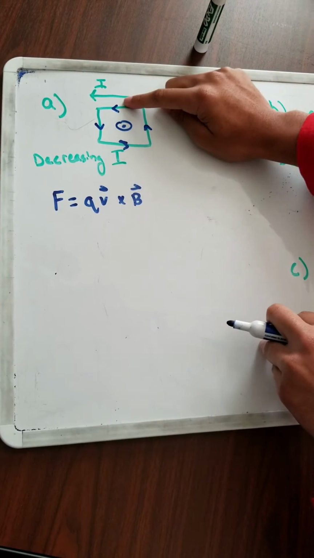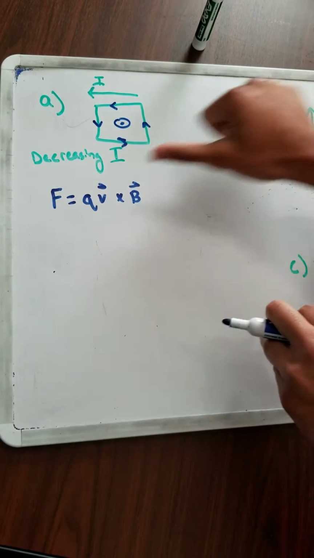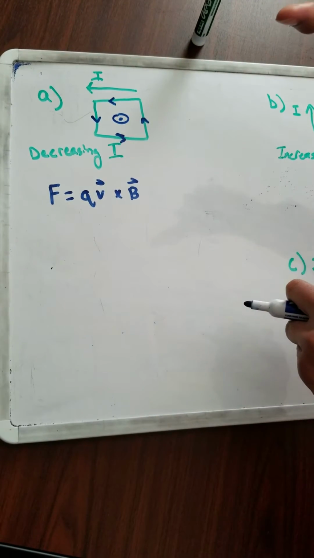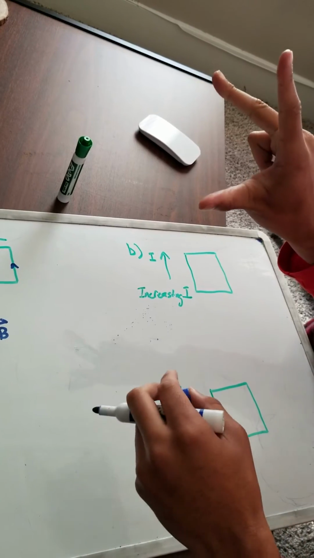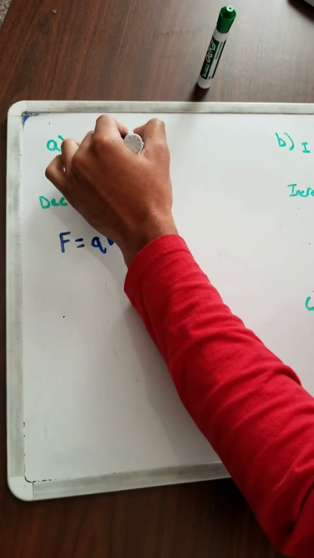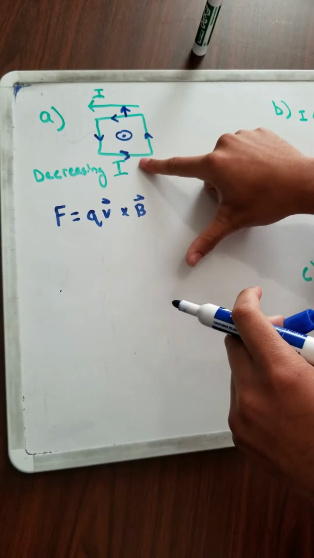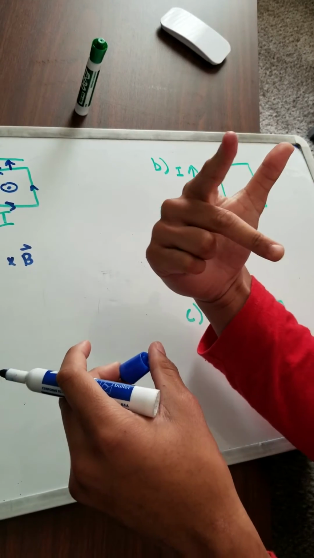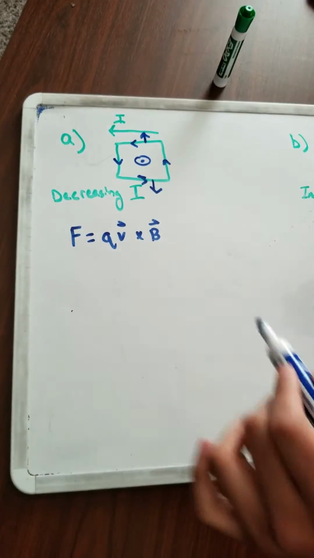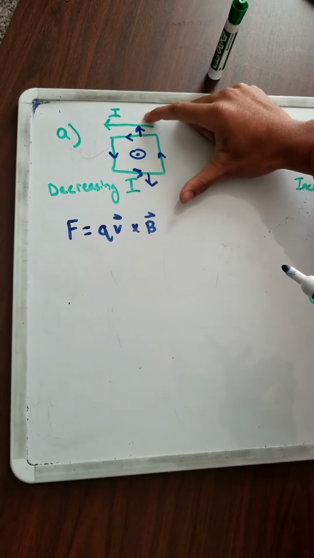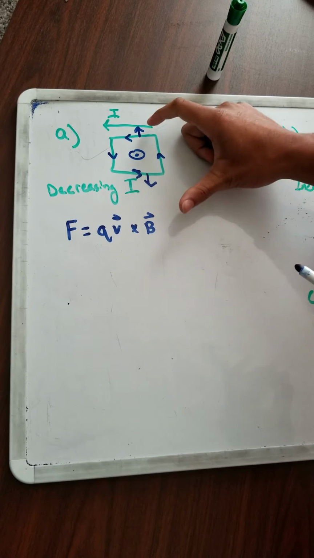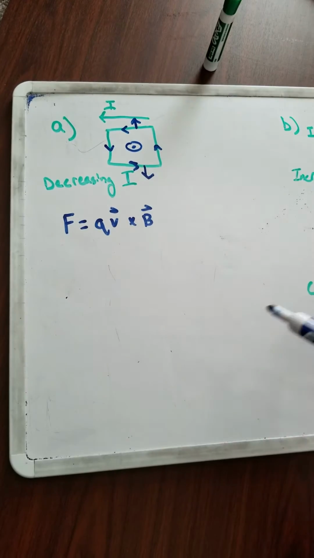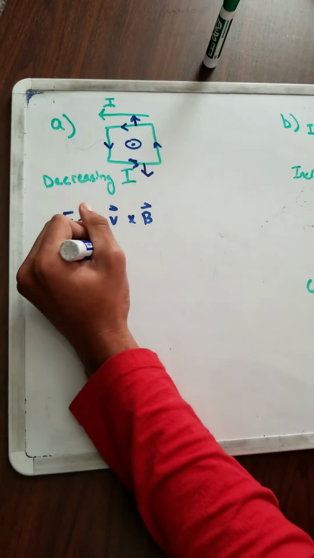On the top side, the velocity, the direction of the current, is to the left. The magnetic field is out of the board, so the force will be upwards. Now for the bottom side of the box, the velocity is to the right. The magnetic field is out of the board, so the force will be downwards. Because the top side of the box is closer to the current than the bottom side of the box, the overall force of the top side will be stronger than the bottom force. So the total net force would be upward.